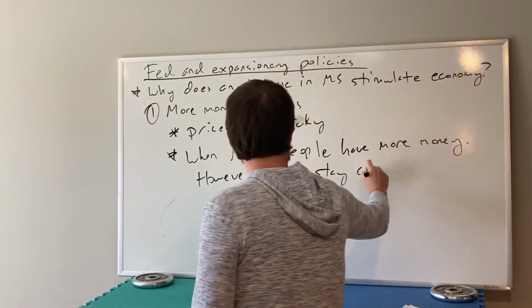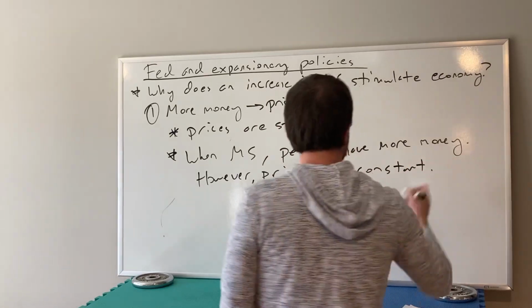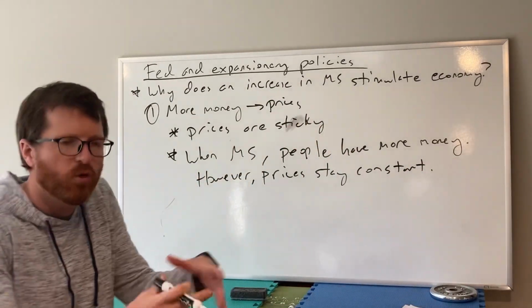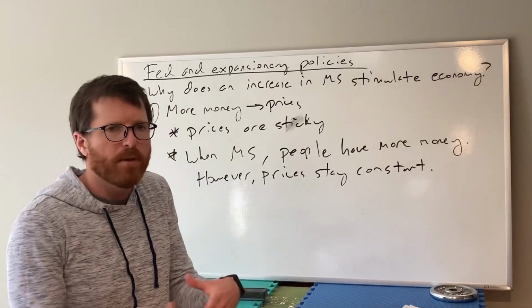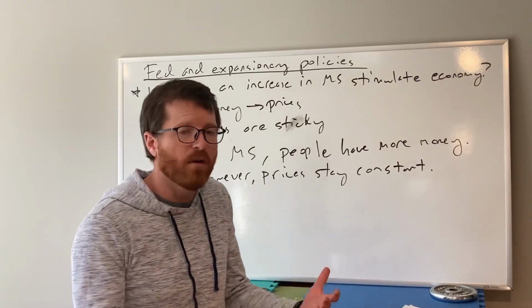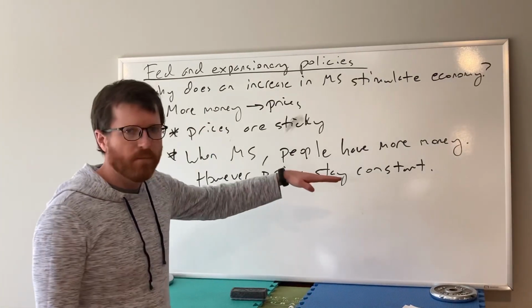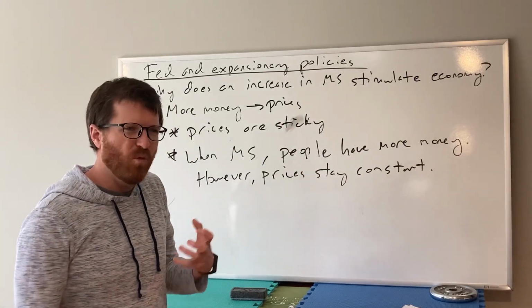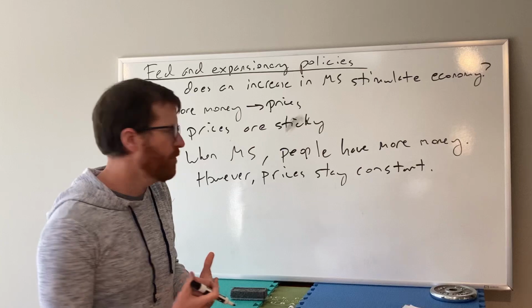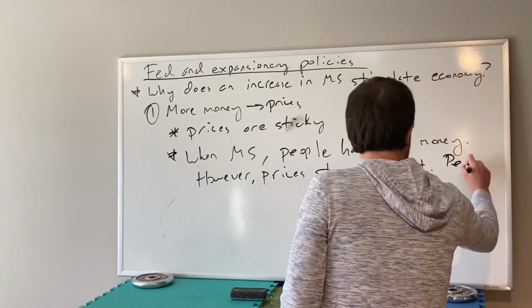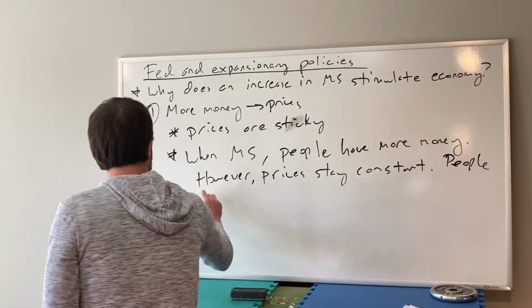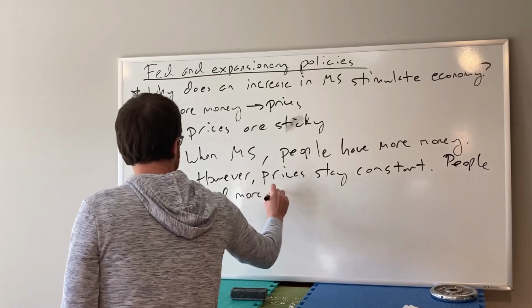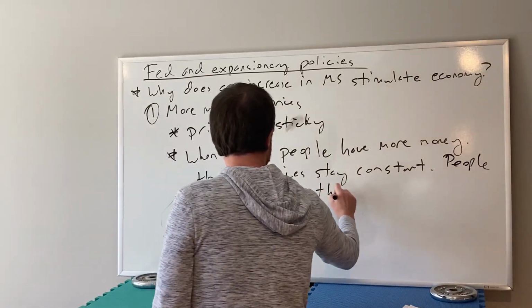So prices will stay constant or nearly constant for some period of time, for some short run period, okay? Maybe it's a week, maybe it's half a year, I don't know. But with more money and prices exactly the same, this increases the wealth effect that people have, okay? So people spend more since they have more buying power.